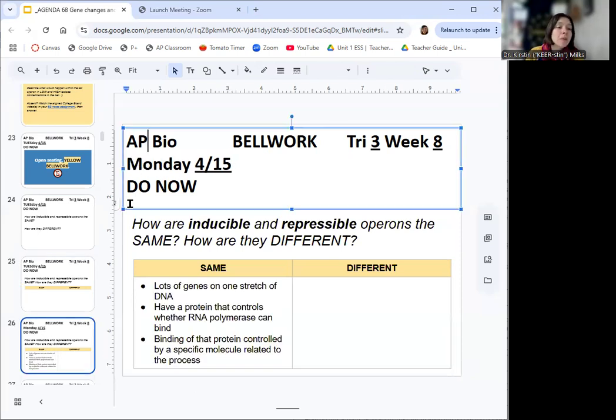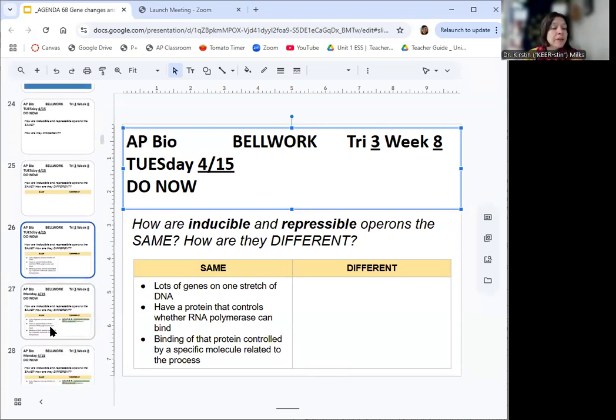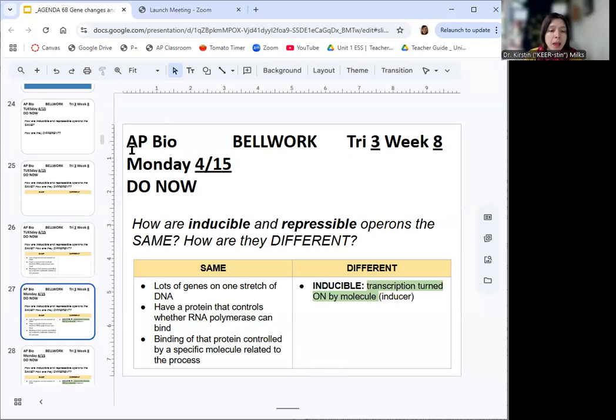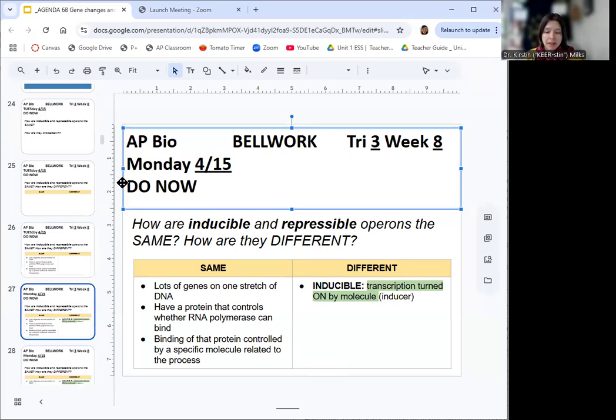All right, so here are some of the ways that they are similar. There are lots of genes on one stretch of DNA. They have a protein that controls whether or not the RNA polymerase can bind to start transcription. And the binding of that protein is controlled in these cases by a specific molecule that's related to that process, right? So here are some ways that they are different, right?